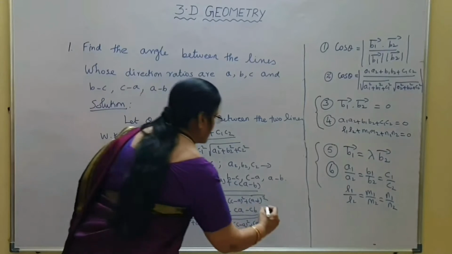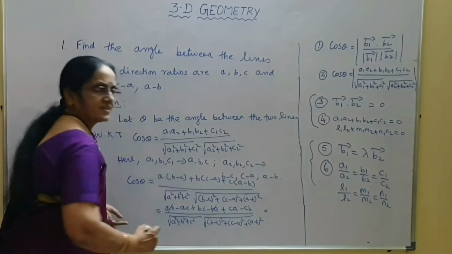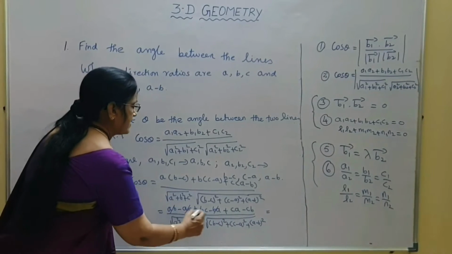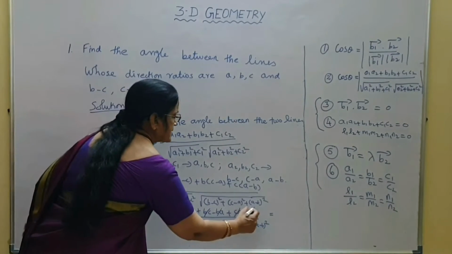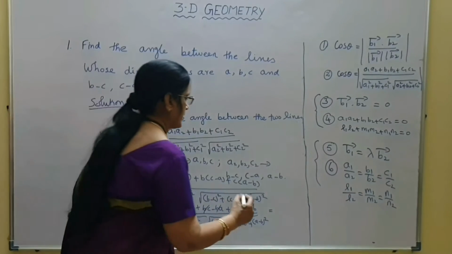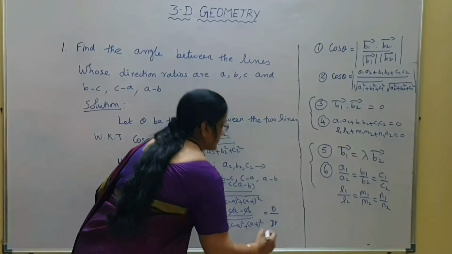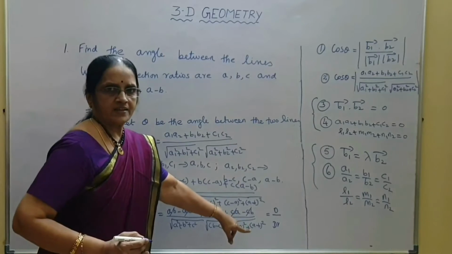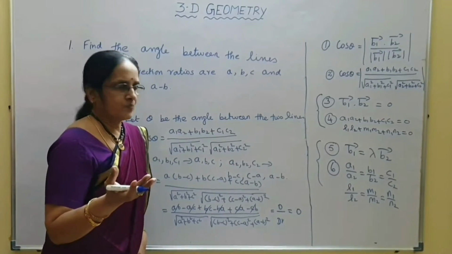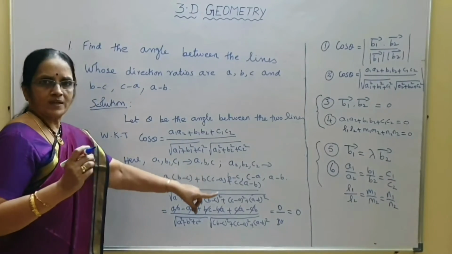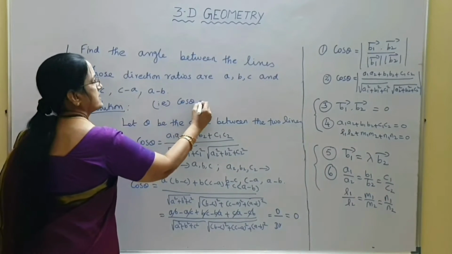This is nothing but, see here, ab and minus ab will get cancelled. Minus ac and plus ac will get cancelled. Same way, bc minus bc will get cancelled. So you will be having 0 in the numerator, divided by this denominator. You have to write this denominator once again, and 0 divided by anything is going to be 0. So you are getting cos theta is equal to 0.